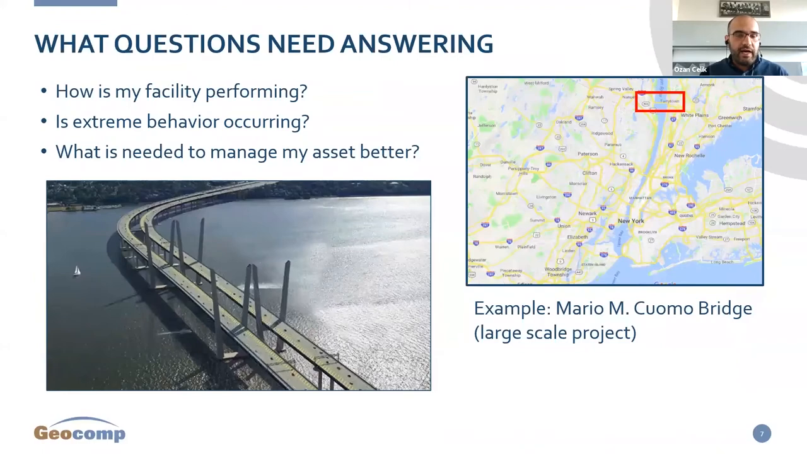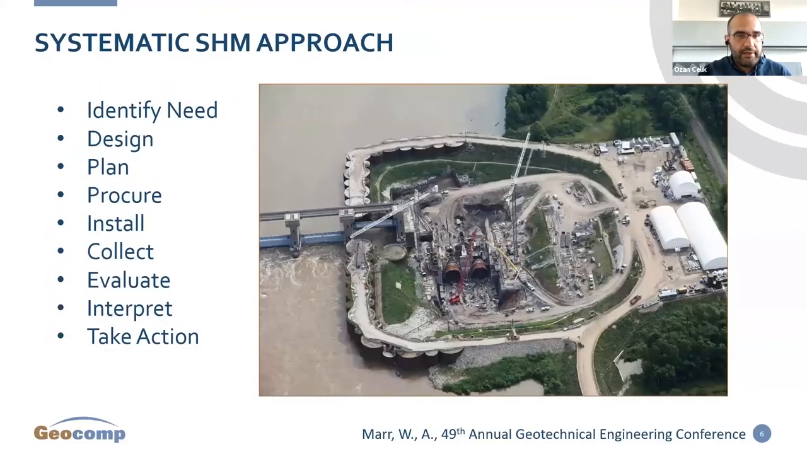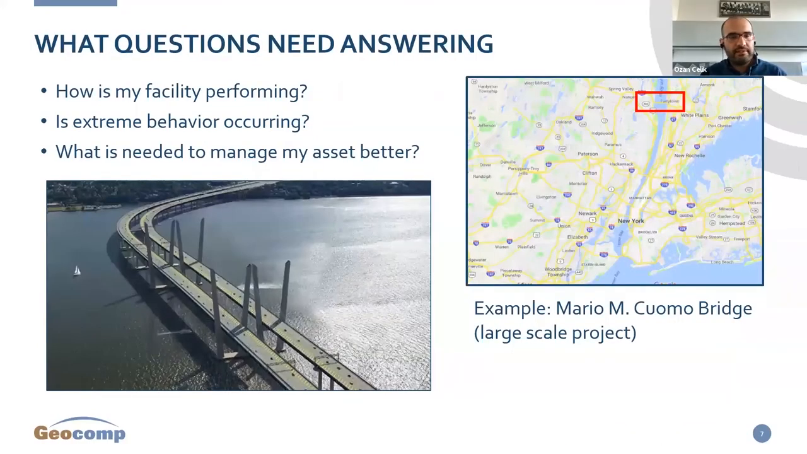Here's a good example of identifying a problem, just like we talked about. The first stage is the Cuomo Bridge example in New York. This is the largest bridge SHM project in the nation currently. At the beginning of this project, we were trying to answer three different questions mainly. The first is, how is my facility performing? Basically, at the design stage, all of your components and the overall bridge are expected to stay within certain limits based on how the design is made, considering serviceability and strength requirements.